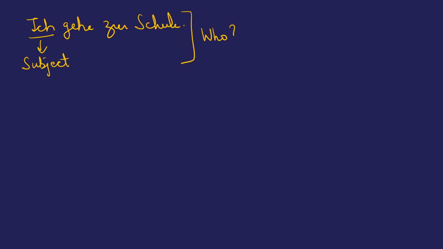Ich gehe zur Schule, which means I go to school. So here you can see that ich is the subject performing the action, and it is answering the question who. Who is going to the school? It is ich or I in this case.